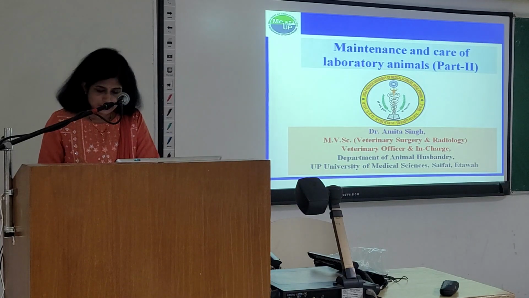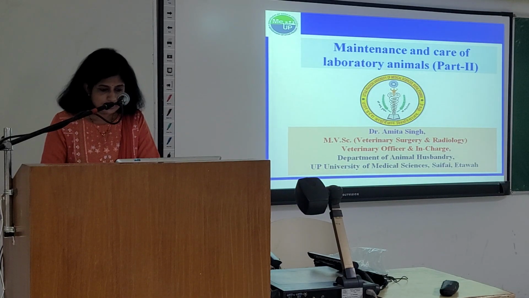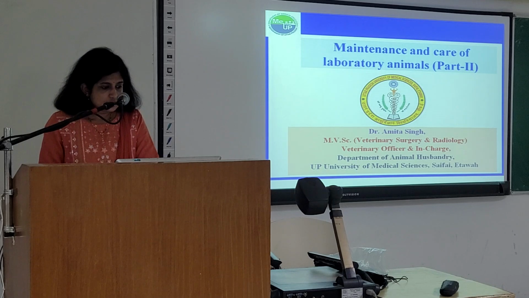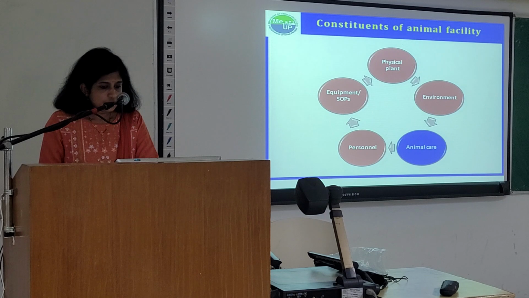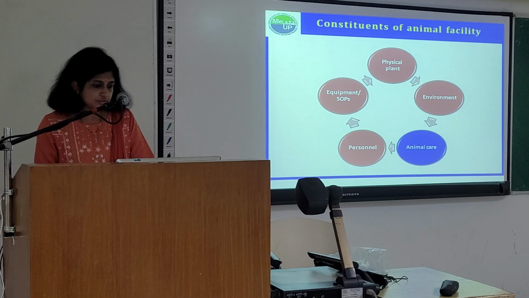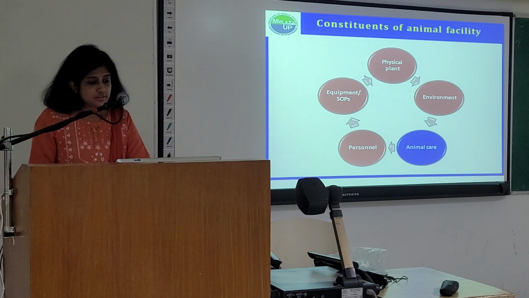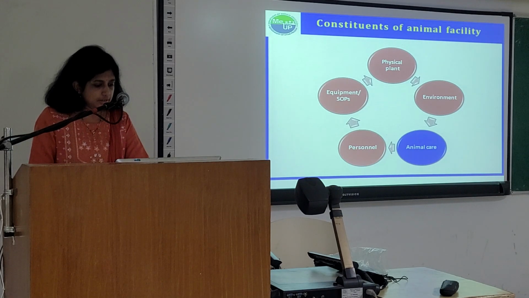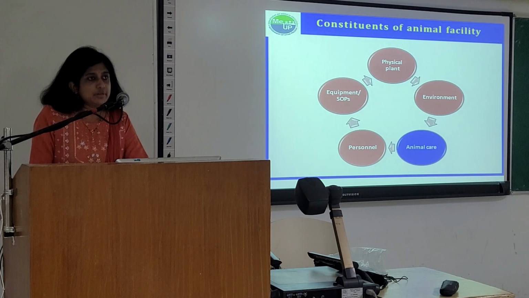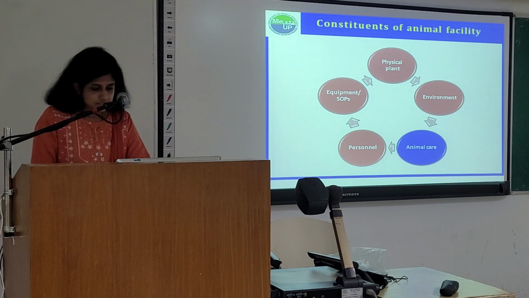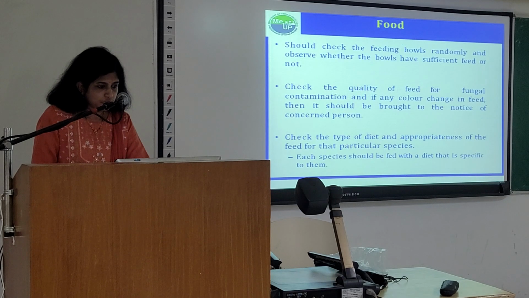The topic of today's lecture is Maintenance and Care of Laboratory Animals, Part 2. This lecture is in continuation of last lecture. We have already discussed that these are the five main constituents of an animal facility: physical plant, environment, animal care, personnel, equipment, and standard operating procedures. We have already discussed the physical plant and environment in the last lecture. We will take animal care in this lecture, and the other two components.